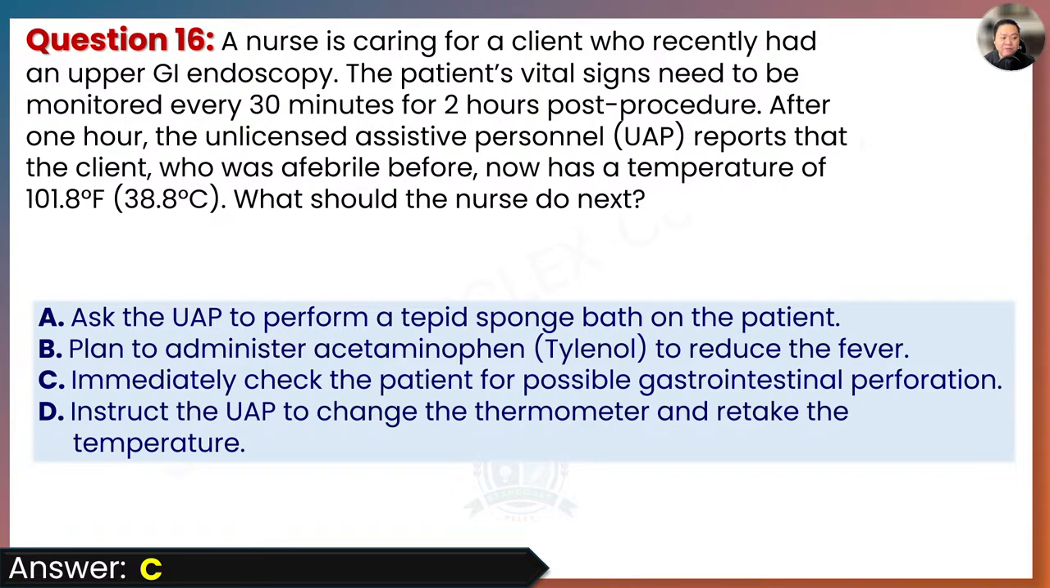Ask the UAP to perform a tepid sponge bath on the patient. Well, this is an intervention that is going to help lower the fever, but it should only be done once the cause of the fever is determined. And if the fever is due to the perforation, there is a need for immediate medical treatment, and the patient should not be given anything by mouth. So this patient should be placed NPO until they are thoroughly evaluated by the medical provider. Now, what about letter B?